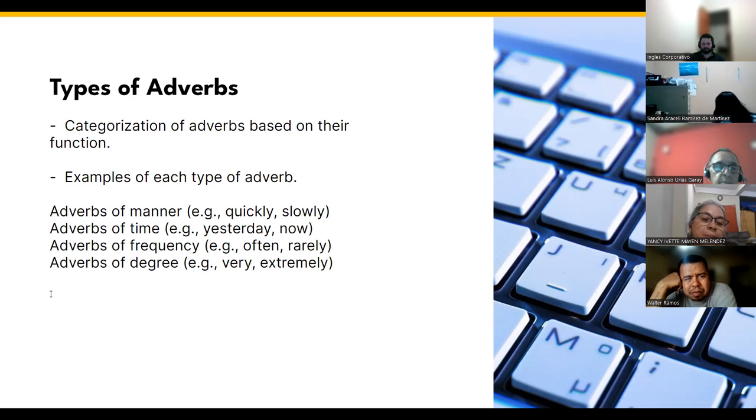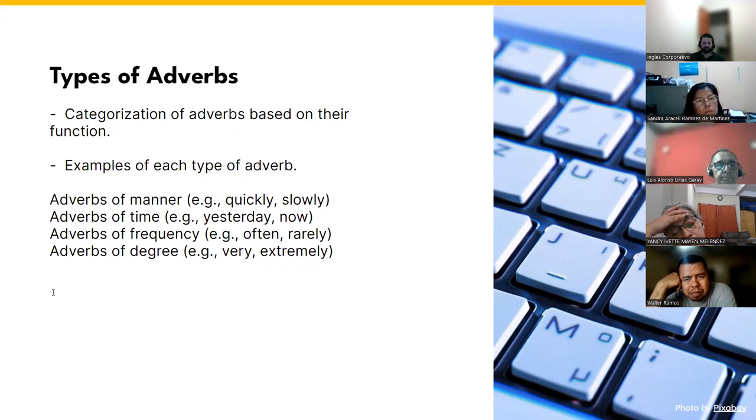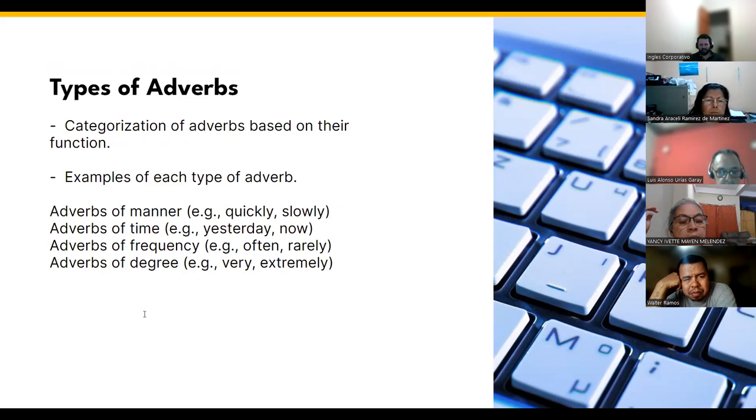Well, we do have more than this, guys. We have different types of adverbs. We even have phrases that become adverbs. We're going to talk about them too, but that is a little bit more advanced. But I'll give you an example of an adverb of manner. Give me a sentence, and then we'll add the adverb.